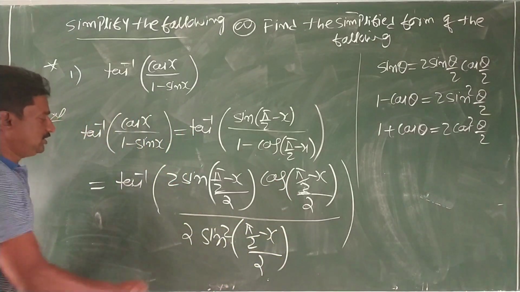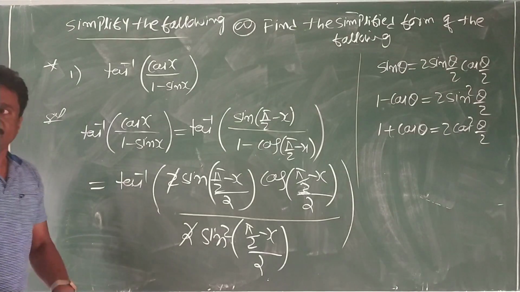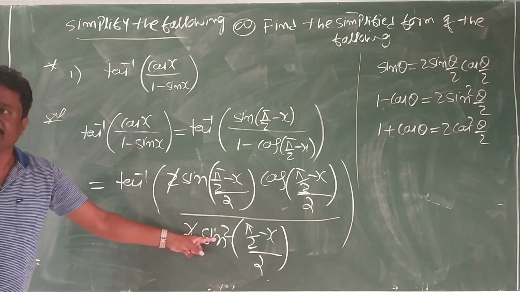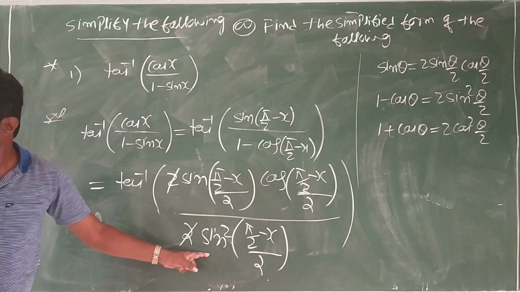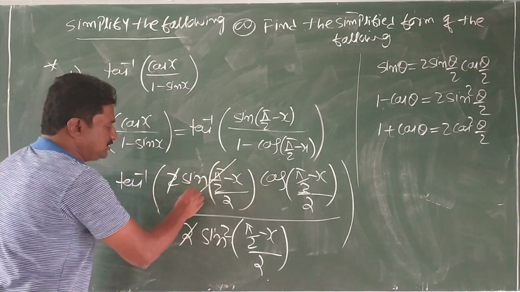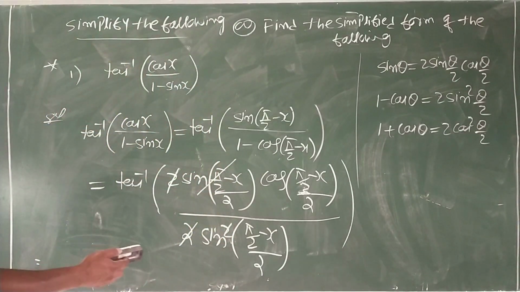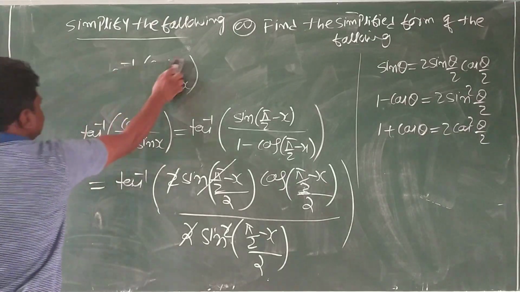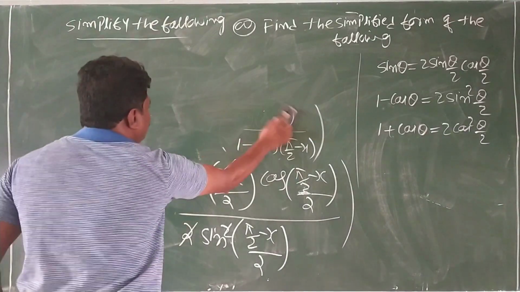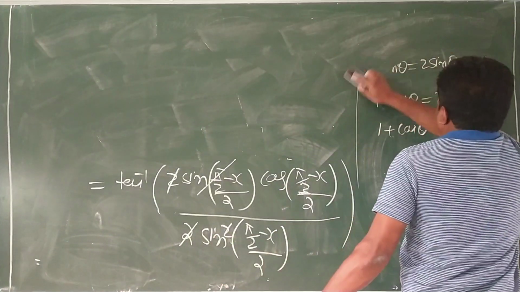Look at this, students. 2 and 2 are getting cancelled. Look at this. We have sin square in the denominator. Sin square means sin into sin. One of the sines gets cancelled. Simplify that.